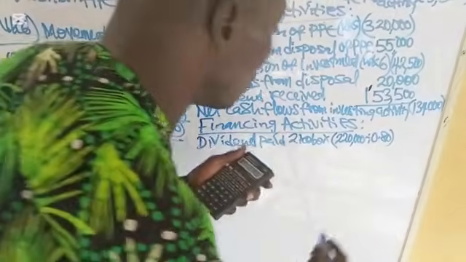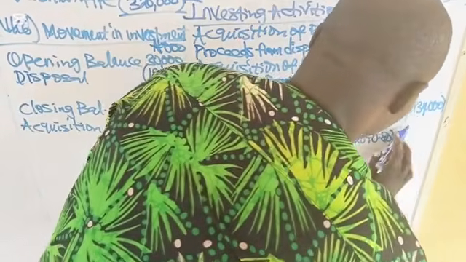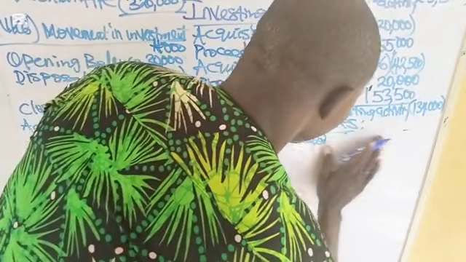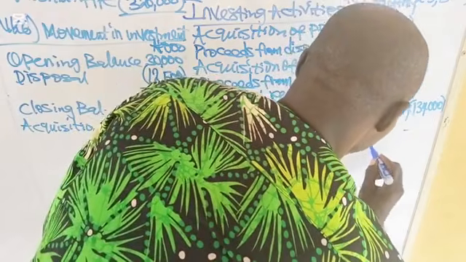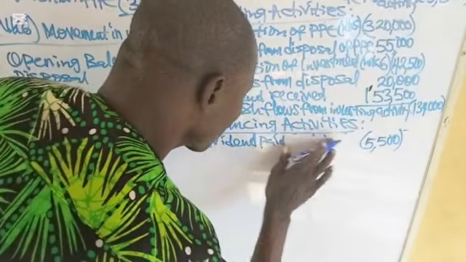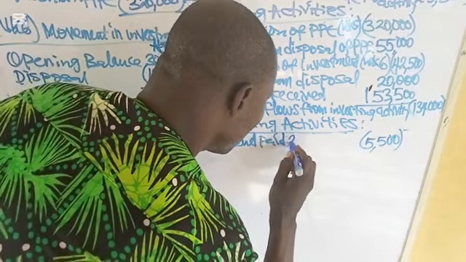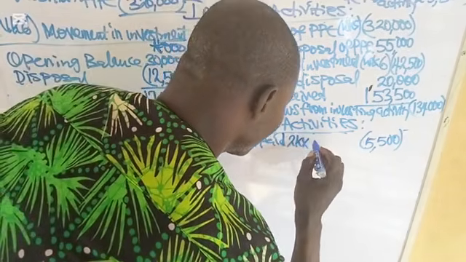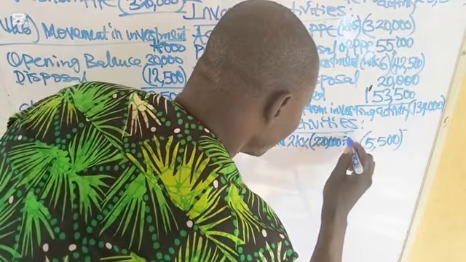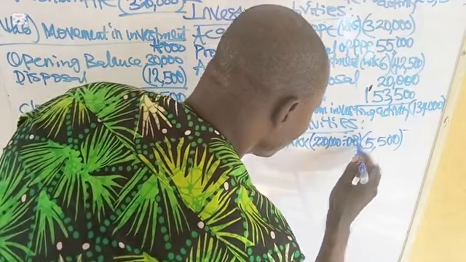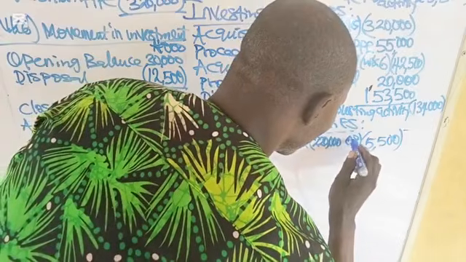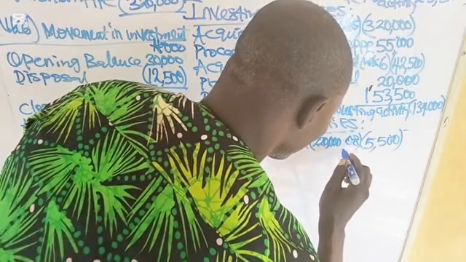Then you have dividend paid to be 5,500. Dividend paid, an outflow of cash. 2 kobo times 220,000 divided by 0.8. So why are we using the closing balance?